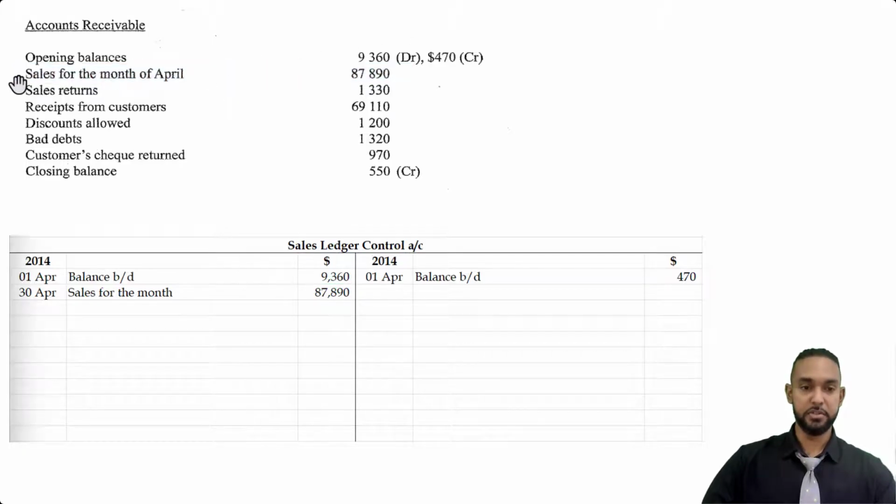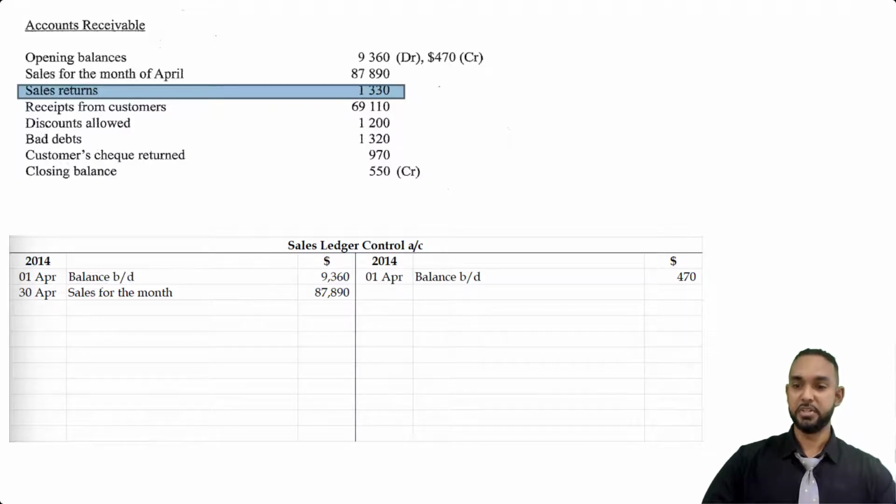Next, we have sales returns. So if sales increases the amount of money our debtors owe us, sales returns does the opposite.